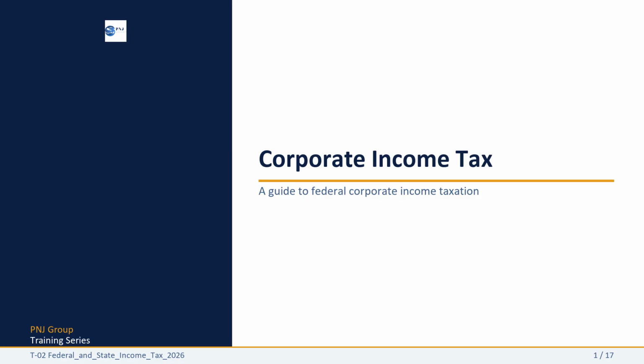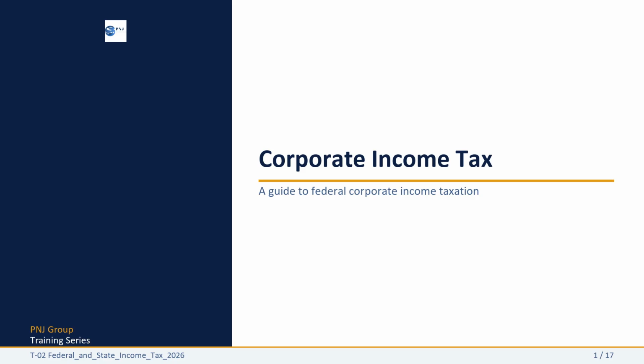In this section, we cover corporate income taxation, the flat 21% rate, key deductions, depreciation rules, net operating losses, business interest limitations, the dividends received deduction, and the corporate alternative minimum tax.